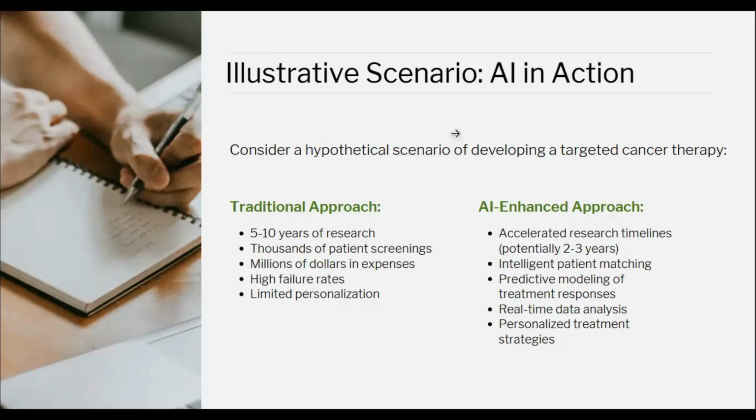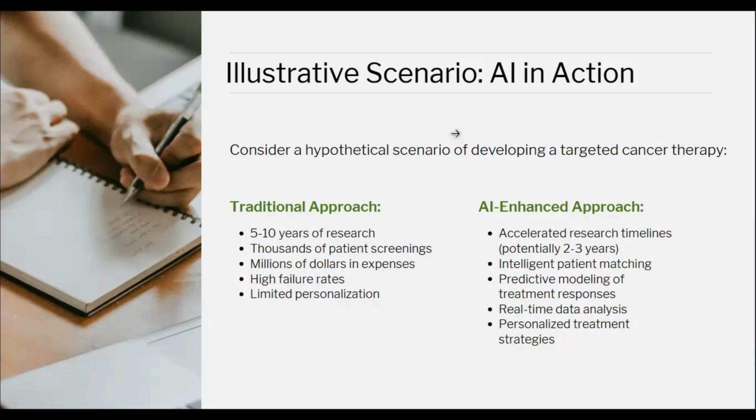Whereas through the AI-enhanced approach, this will be an accelerated research timeline of around 2 to 3 years. So a drug which is now developed in 15 years will be developed in 5 years, because we are cutting down the time everywhere, in every stage.